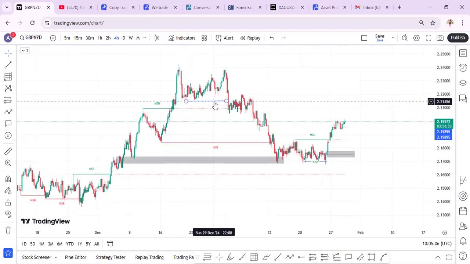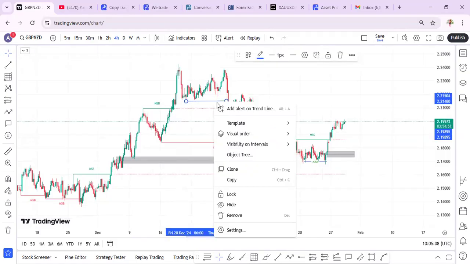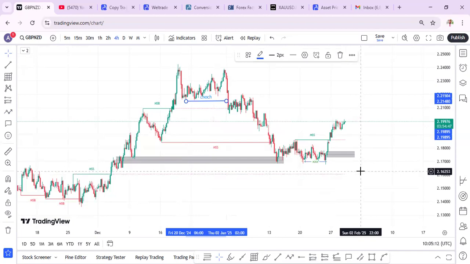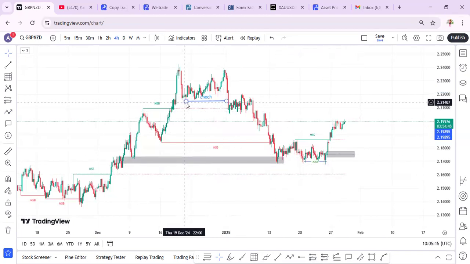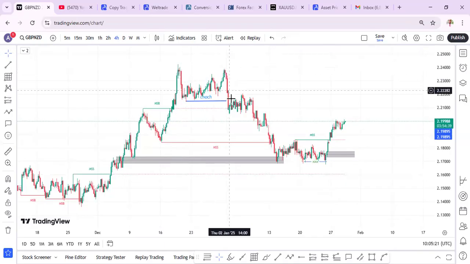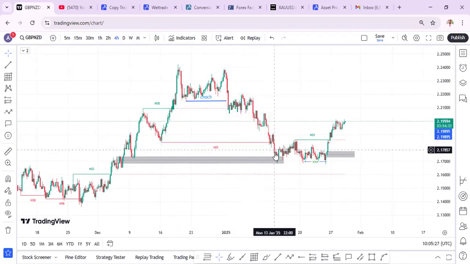So initially, this is where we have the first change of character. I want to point it out. That's the place we have it, because this high is lower than this high. So we have a higher high, then we have a lower high. Price violates it. You can see that price does not return back to the high again.